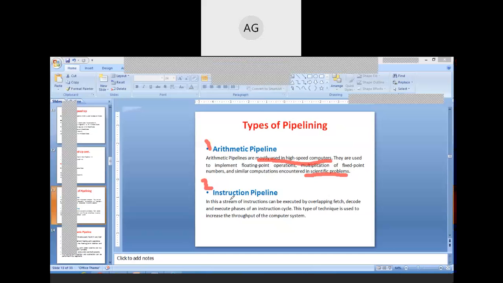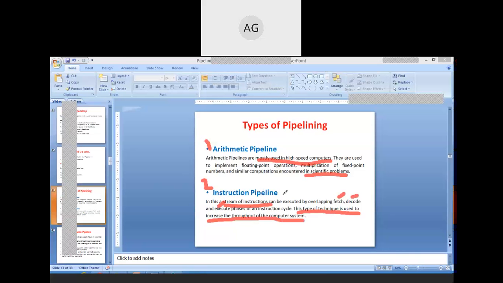The second most popular pipeline is the instruction pipeline. As its name suggests, in this a stream of instructions can be executed by overlapping fetch, decode, and execute phases. These are the phases of the instruction pipeline. We will discuss it in much more detail later in the instruction cycle. This technique is used to increase the throughput of the computer system.